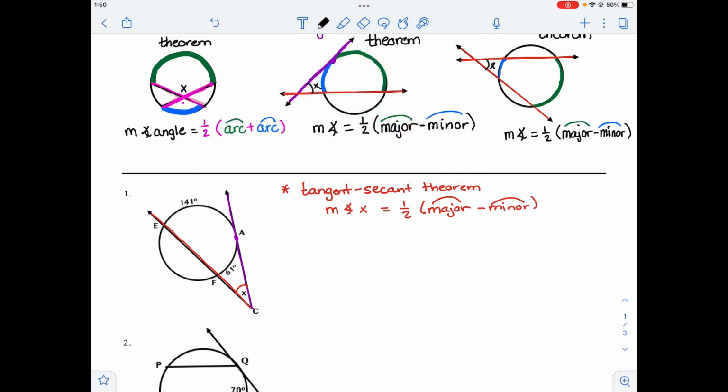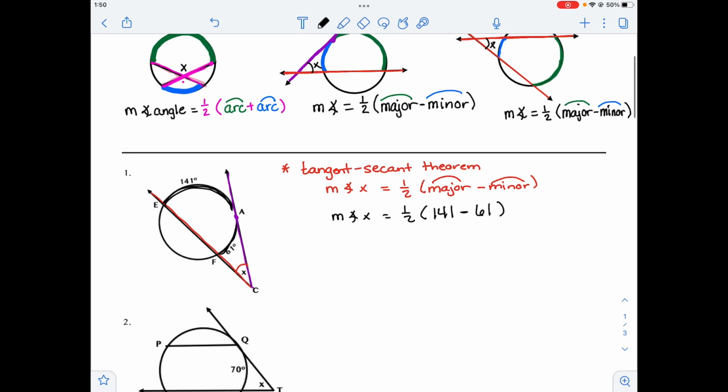All right, so we're still looking for our angle. Our major is the 141, that's the bigger one, minus the smaller one of 61. Then you can use your calculator and you would see that x is equal to 40 degrees.